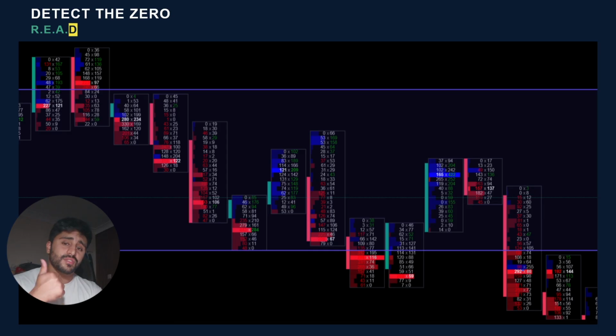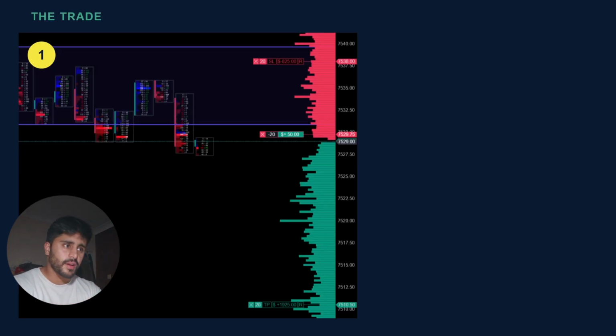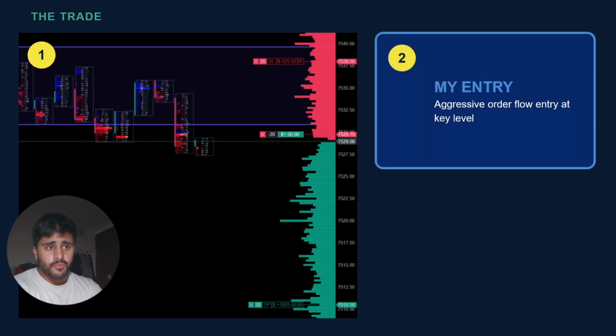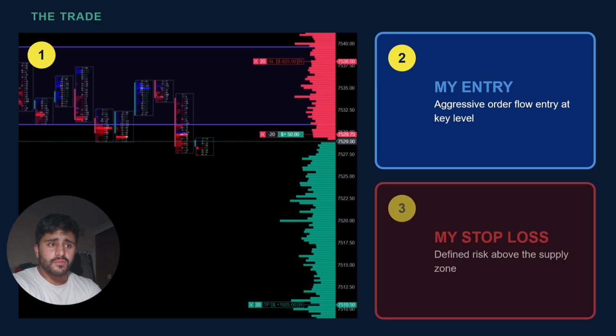This is an area of resistance or an area of supply. So if you trade support and resistance or supply and demand, this is how resistance forms. This is how supply forms. It forms based on what the market is doing, what the order flow is doing inside of those levels, nothing else. So that's where the entry came from: aggressive order flow entry at the level.